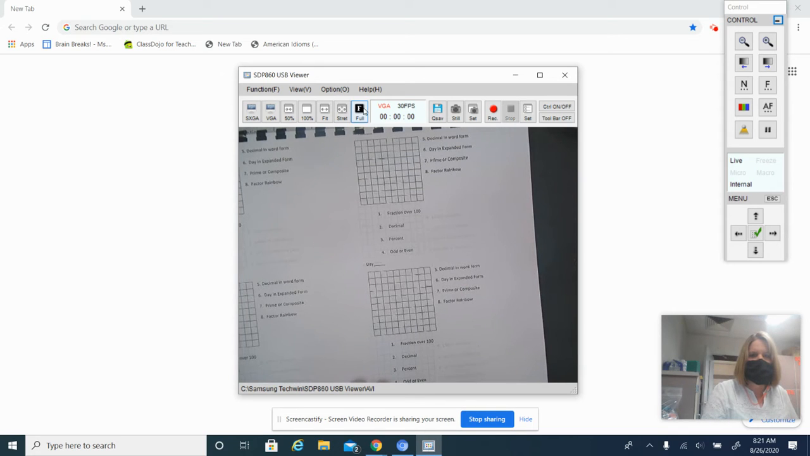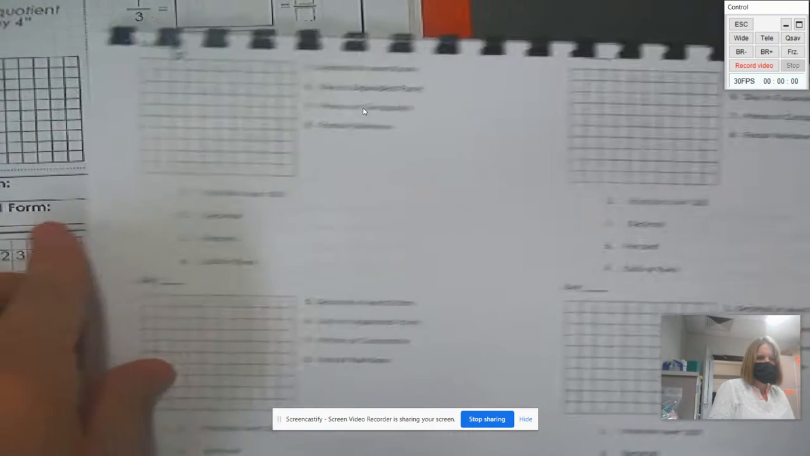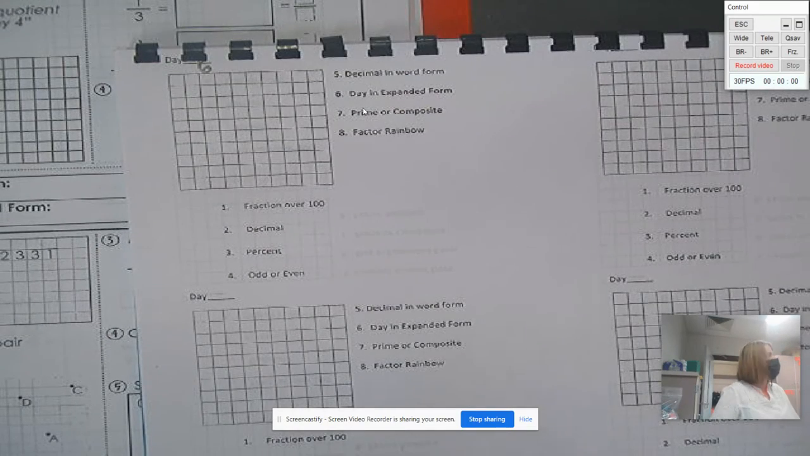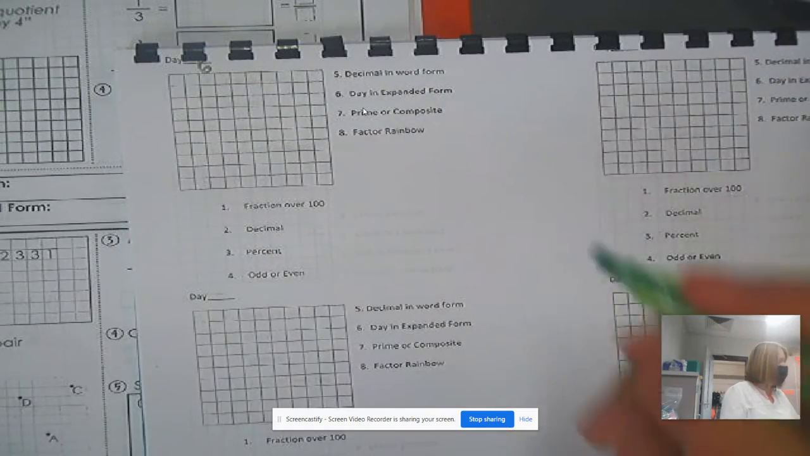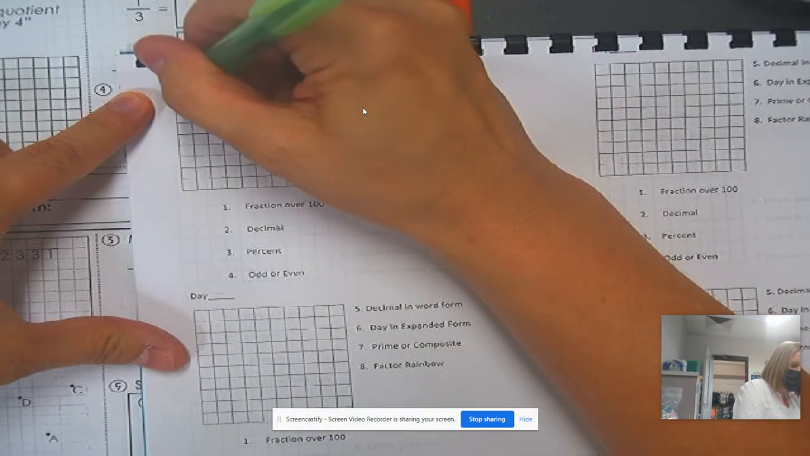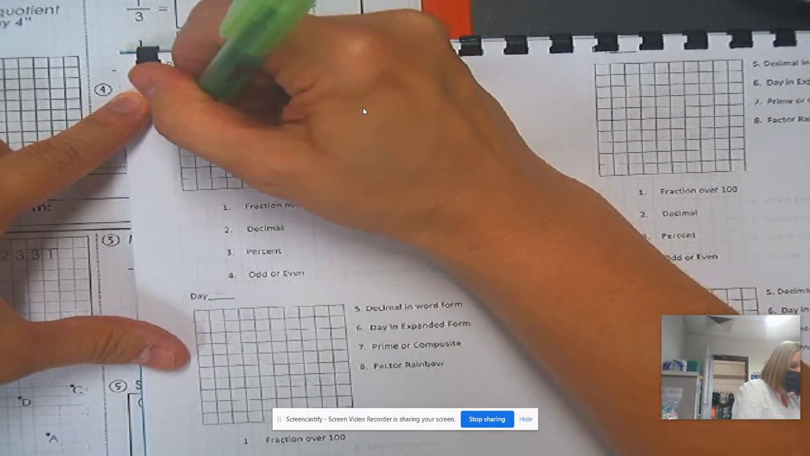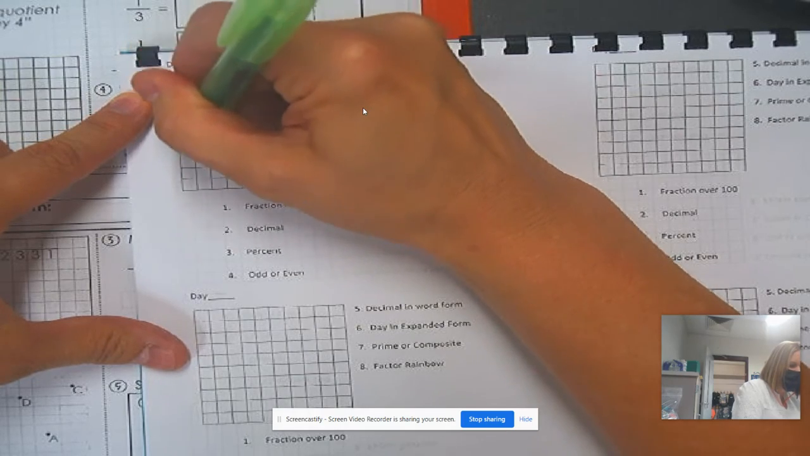Okay, we're going to start with, what day are we on? Day 6. Okay, what does day 6 look like then? What does it look like? 6 cubes. Good. 1, 2, 3, 4, 5, 6. Good.